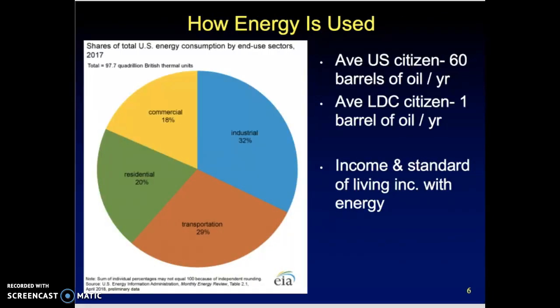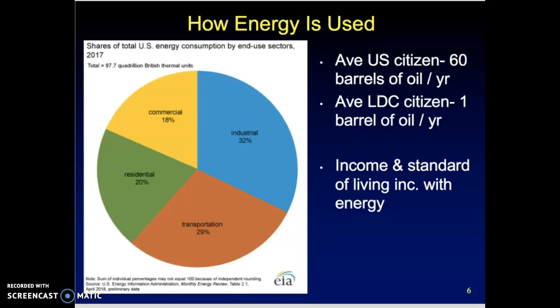This is 2017 U.S. energy consumption by what they call in-use sectors. So roughly 32% of the energy consumption in the U.S. in 2017 went to industrial processes. Okay, and we'll get into some of that as we talk about energy. 29% went to transportation: cars, trucks, boats, planes, trains, buses, movement of products.